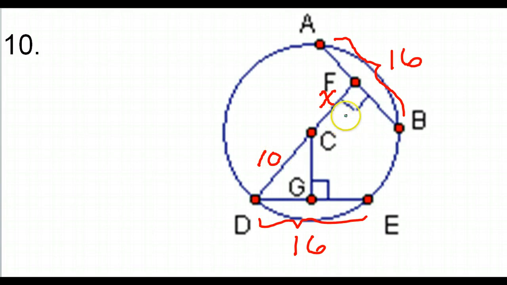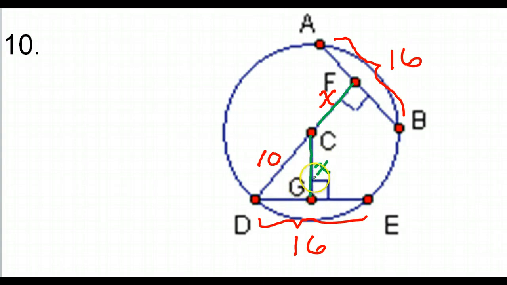But what we do know is that anytime the chords are the same, so see this AB and the DE, 16 and 16, they're the same. If the chords are the same, then their distances from the center are the same. So in other words, this distance, where the x is, and this distance should be the same. So if this is x up here, then this will be x down here. So it will be convenient to have the x down here so we can do the Pythagorean theorem.